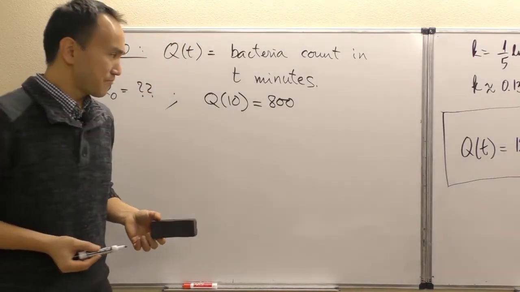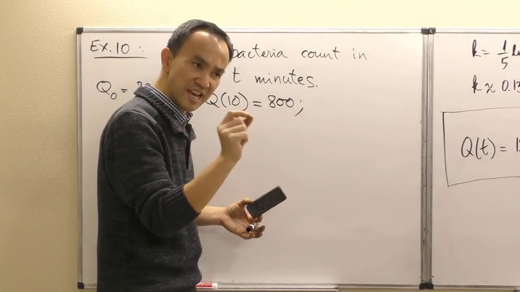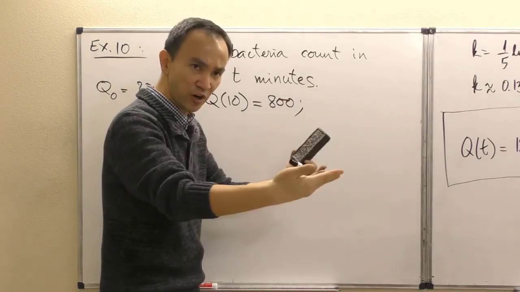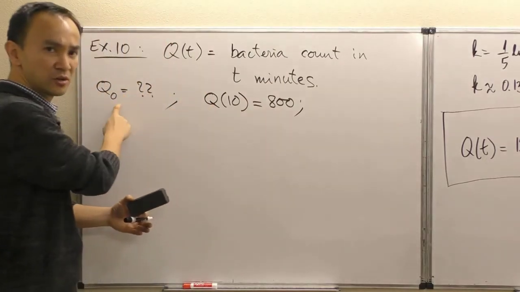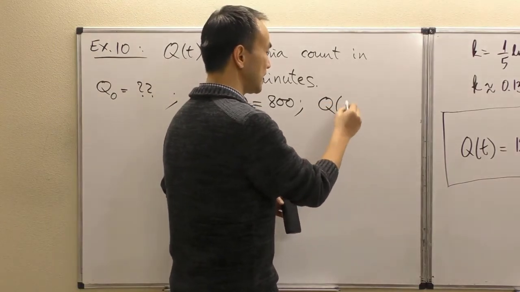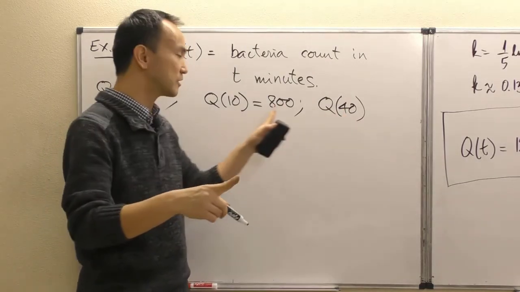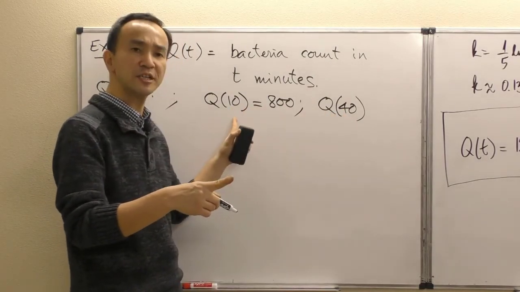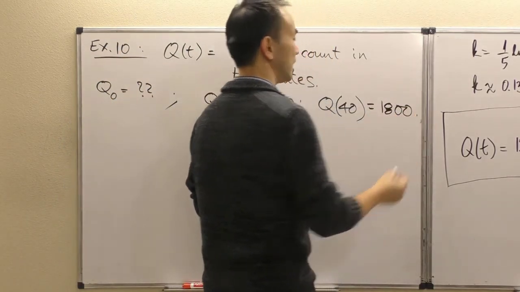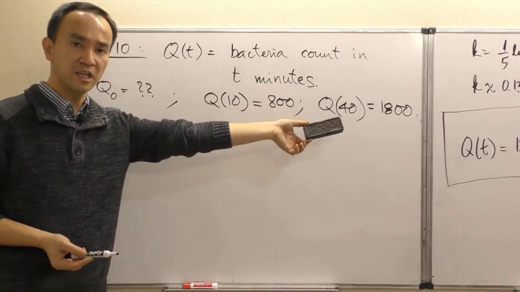And further, we knew another value: 1800 after 40 minutes. That means 40 minutes is t equals 40, 40 minutes after the initial amount. We don't know the initial amount, but 40 minutes later it grew to 1800. So that means Q of 40, which you can think of as another 30 minutes after this time point right here, equals 1800. So Q of 10 equals 800, and Q of 40 equals 1800.